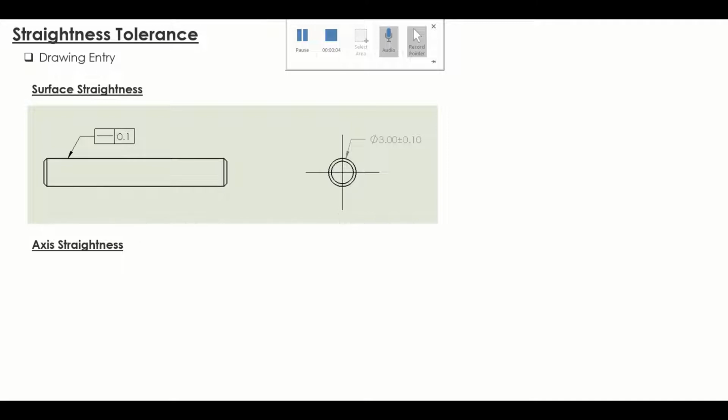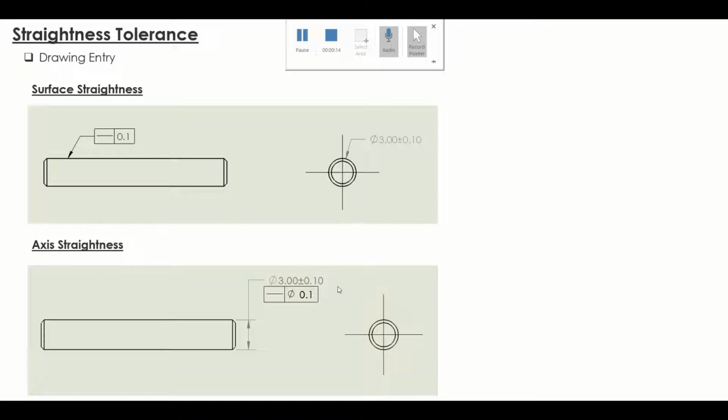Unlike surface straightness as the 2-dimensional tolerance, axial straightness is actually the 3-dimensional tolerance. From the drawing, you can see that the feature control frame is applied to the dimension, which is the diameter of the shaft. It is not applied to the surface like surface straightness. It means that it controls the axis of the shaft instead of the surface.